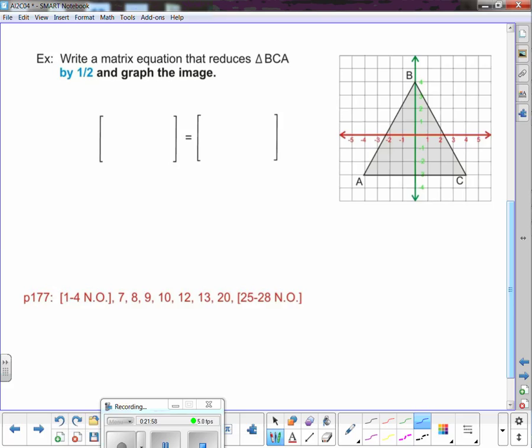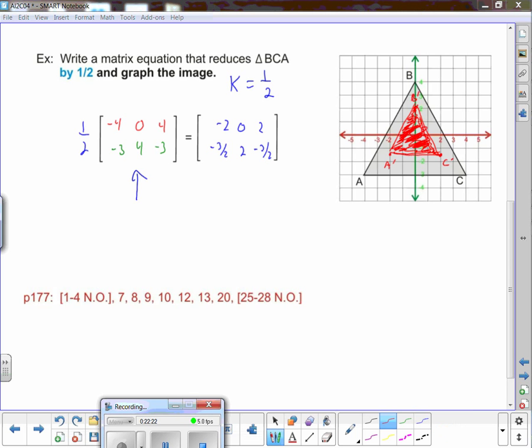All right, so take the shape there. Its matrix is going to go right there. Go ahead and reduce it, right? Because k here, in case you didn't catch on, k equals 1/2. And go ahead and reduce it and draw the resulting image. All right, hopefully you ended up doing that, right?